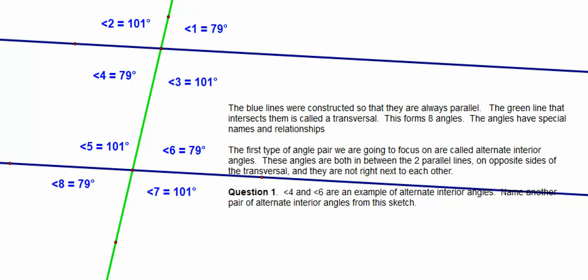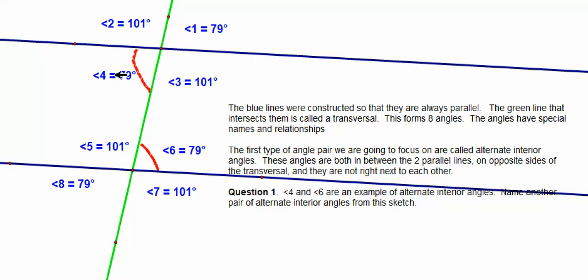The first type of angle pair that we are going to focus on are called alternate interior angles. These angles are both in between the two parallel lines, on opposite sides of the transversal, and they are not right next to each other. Angle 4 and angle 6 are an example of alternate interior angles.